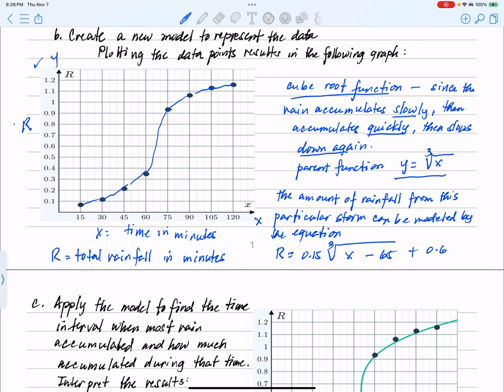So the question is, where did we get that 0.15 and x minus 65 coming from? The x value here that is inside the radical sign, and 0.15, we're going to find that out as we move on, where we are going to do this equation right here, plus 0.6. All right, let's do part C.